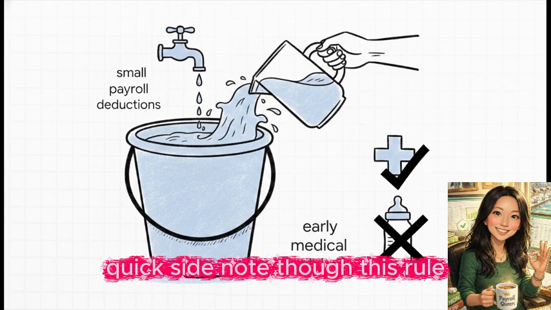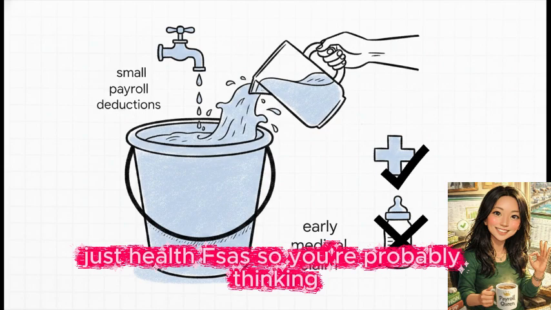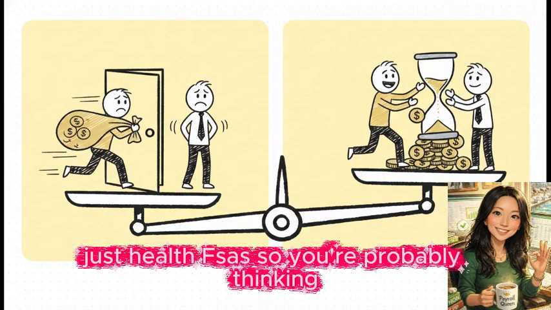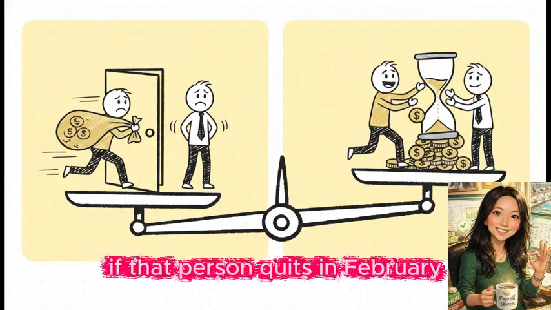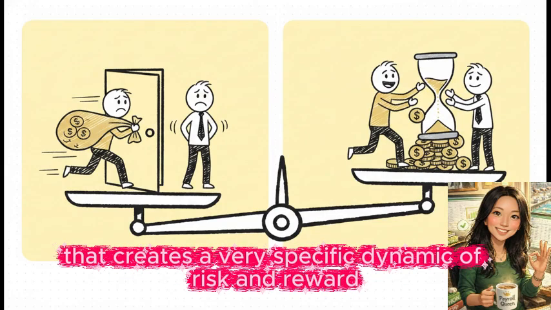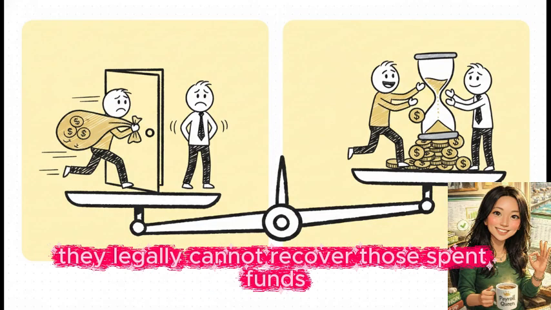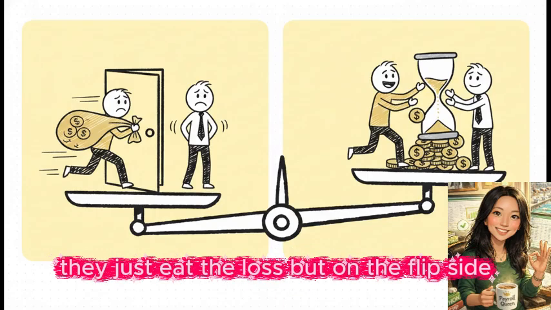Quick side note though, this rule explicitly does not apply to dependent care FSAs, just health FSAs. So you're probably thinking, doesn't the employer lose money if that person quits in February? Yes, they do. That creates a very specific dynamic of risk and reward. The employer takes on the risk of mid-year terminations. They legally cannot recover those spent funds. They just eat the loss.